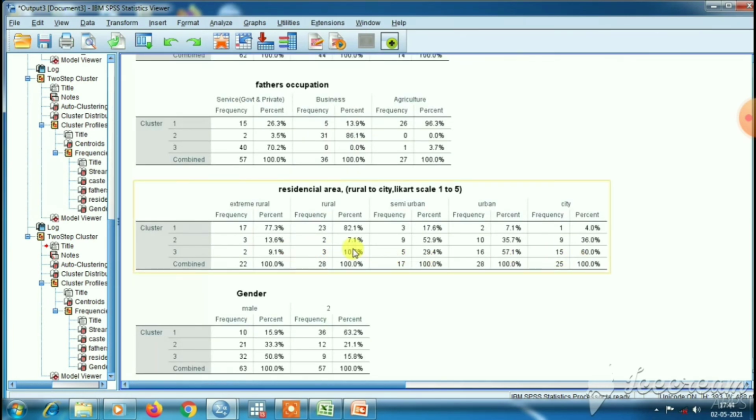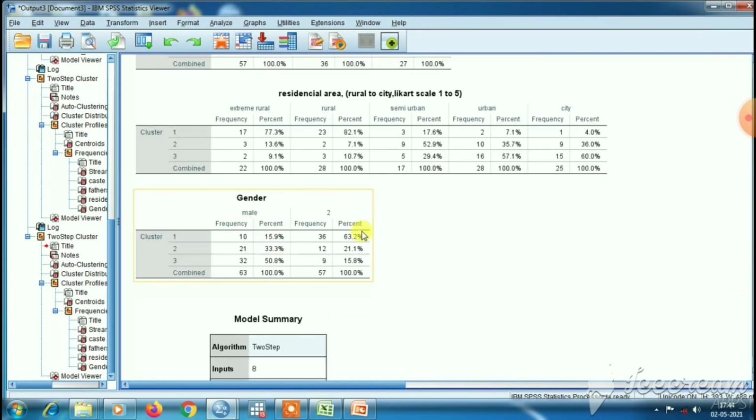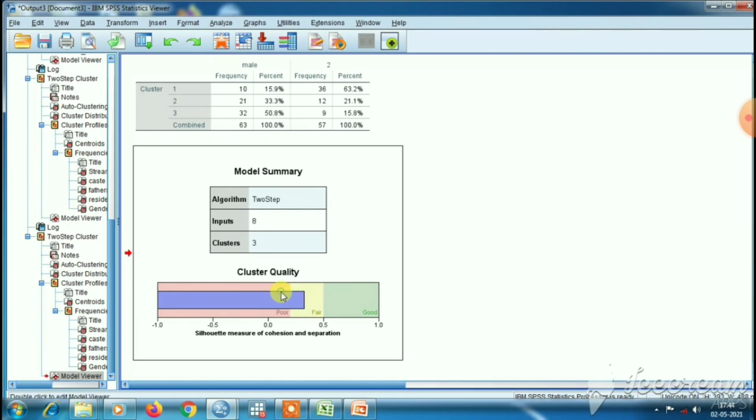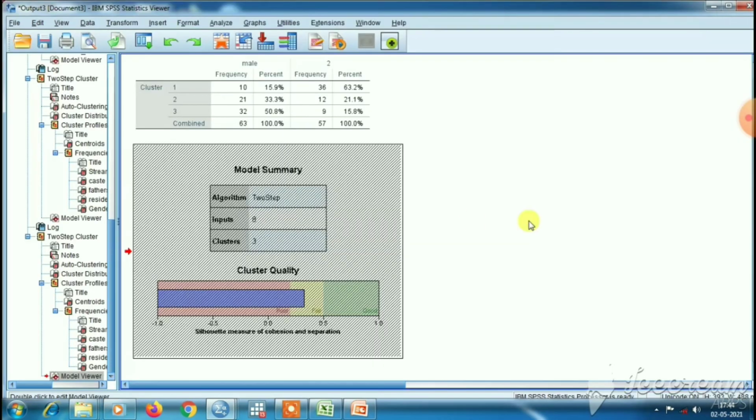Similarly, the residential area of cluster 2 is 52% semi-urban, 35% urban, 36% city. So more or less the majority of the participants in cluster 2 are in urban, semi-urban or city areas. And regarding gender, male in cluster 2 is 33%, so the maximum participants are male. So in this way we have to explain. Okay, here again we are getting exactly the same thing that was done.